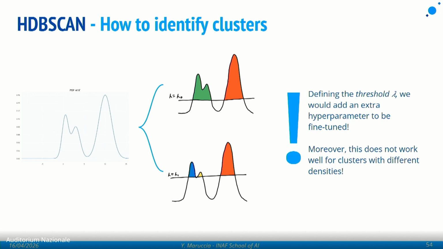But if HDBSCAN should work in this way, we are only giving another parameter to the algorithm, and so we are translating the problem, because we are going from the decision of the epsilon and min points to adding another parameter, that is the threshold to which the algorithm should work, okay?